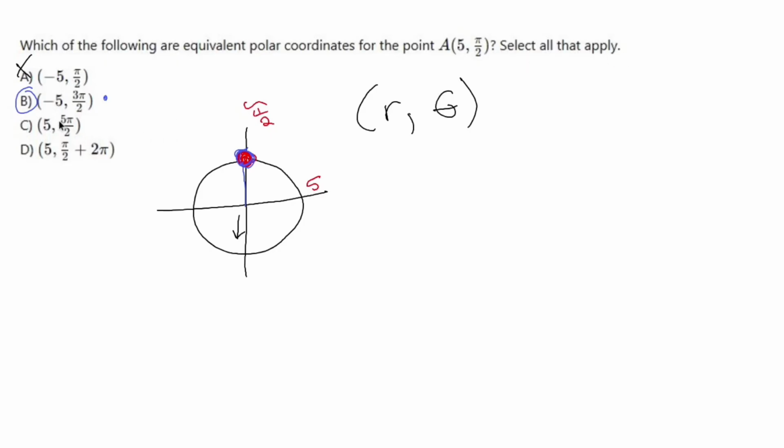All right, let's take a look at 5, 5 pi over 2. All right, well, if I go around, that's 2 pi, so 5 pi over 2 is literally the exact same thing as pi over 2. So C also works.